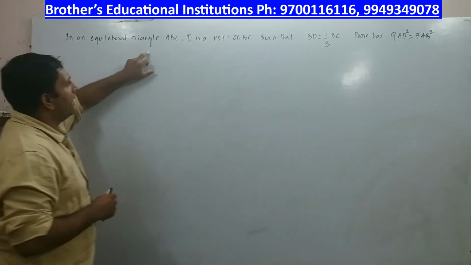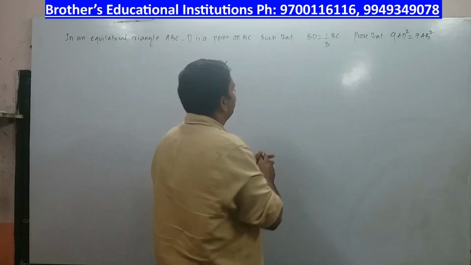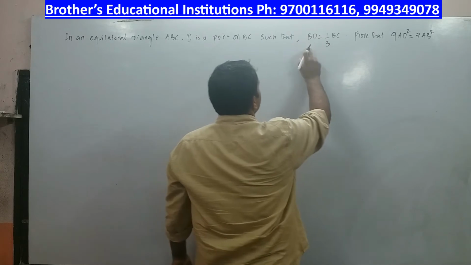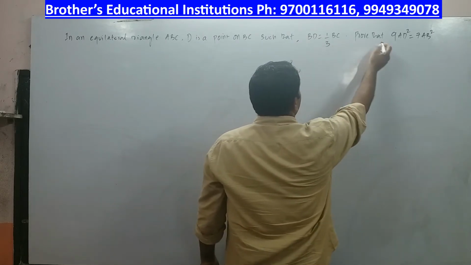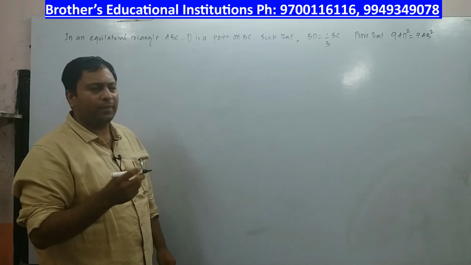In an equilateral triangle ABC, D is a point on BC such that BD is equal to 1/3 BC. Then prove that 9AD square is equal to 7AB square.